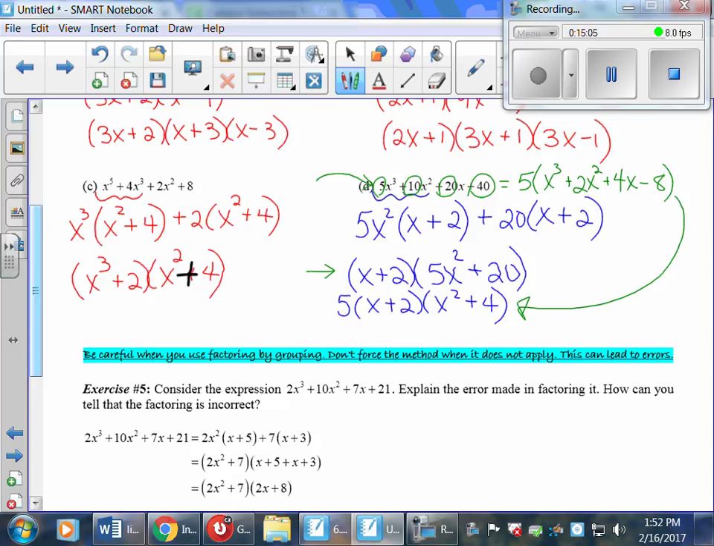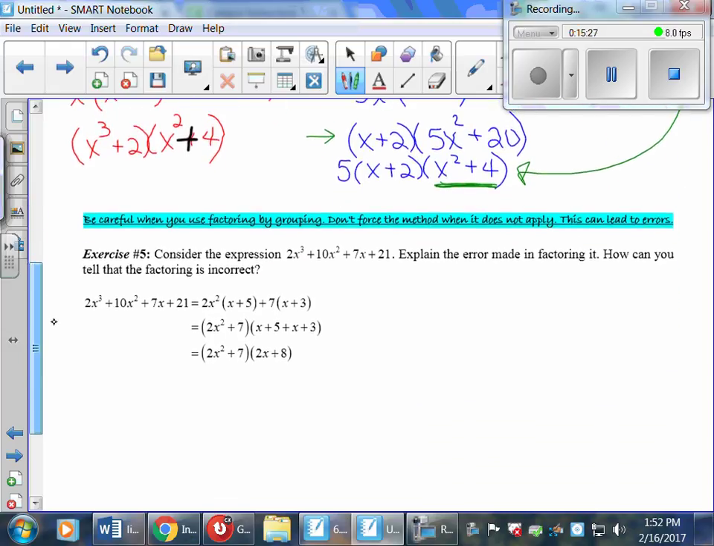All right. So I'm going to tell you, be careful when using factoring by grouping. Don't force the method when it does not apply. All right, this can lead to errors. It's the same situation that we were talking about here. Don't think that you can take this into conjugate pairs because it's got to be the difference of two perfect squares, not the sum. We have nothing that's called SOPs.